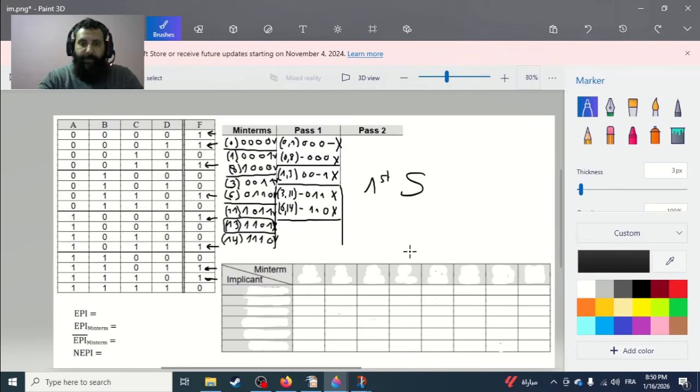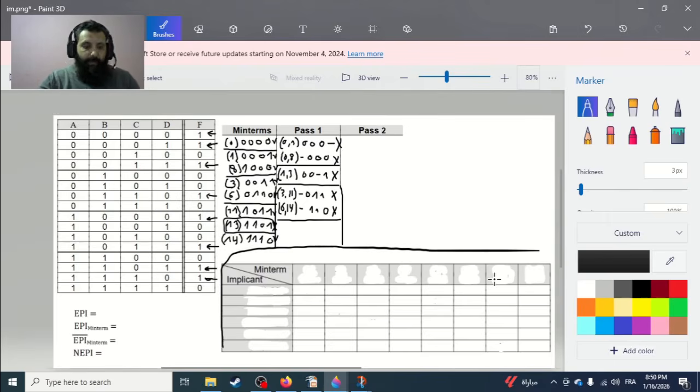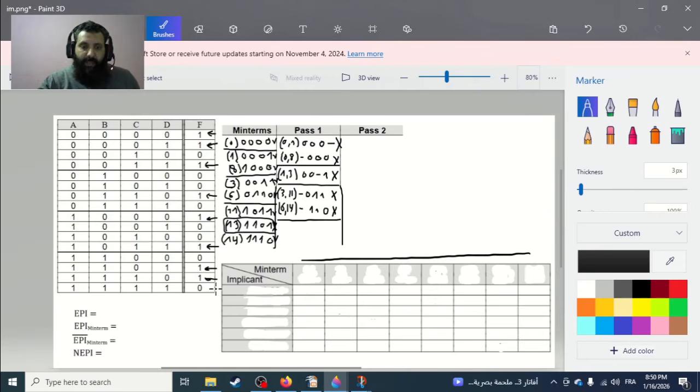The next step is stage 2, the second stage. In the second stage, we need to draw this table. This is the prime implicant table, and it allows us to know which min term is covered by which prime implicant. We have to write the min terms here, and the prime implicants here.